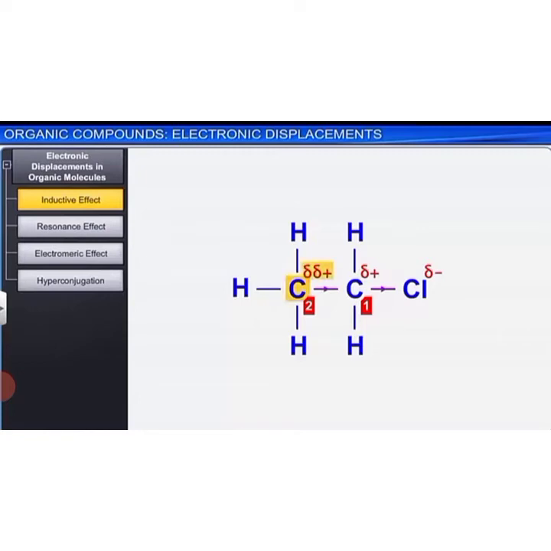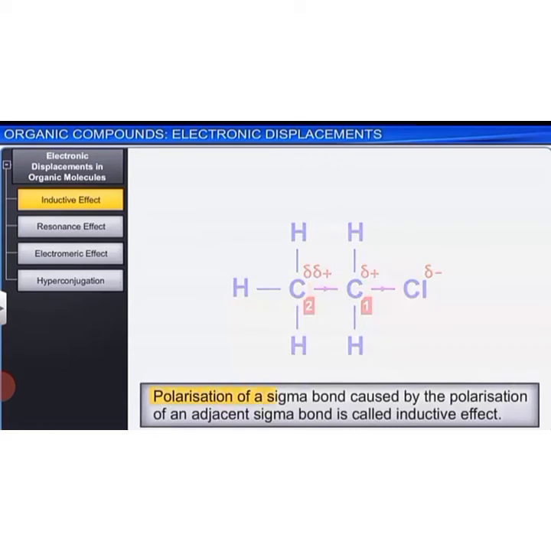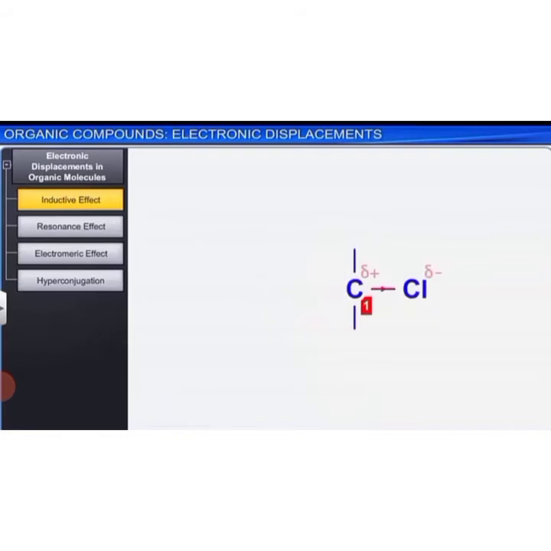The delta plus represents a relatively smaller positive charge as compared to that on carbon-1. Thus, carbon-chlorine bond induces polarity in the adjacent bonds. Such polarization of a sigma bond, caused by the polarization of an adjacent sigma bond, is called inductive effect. Inductive effect decreases as the distance from the source atoms increases.